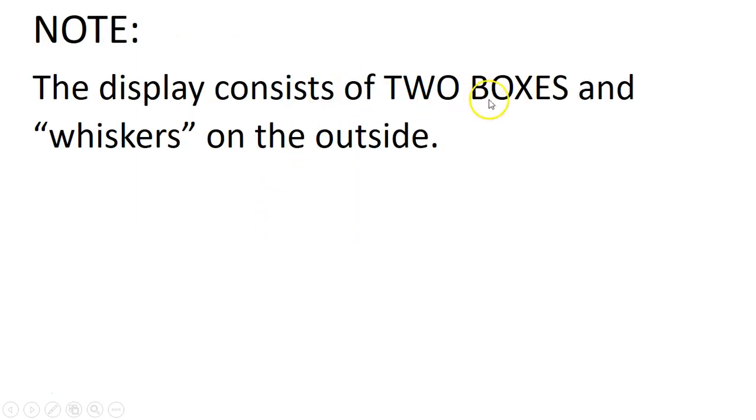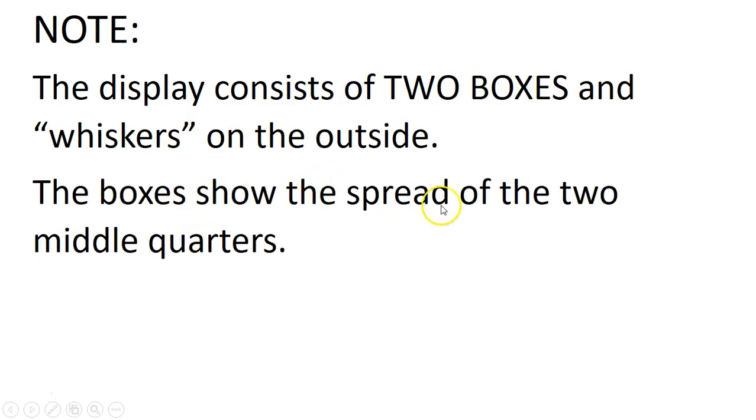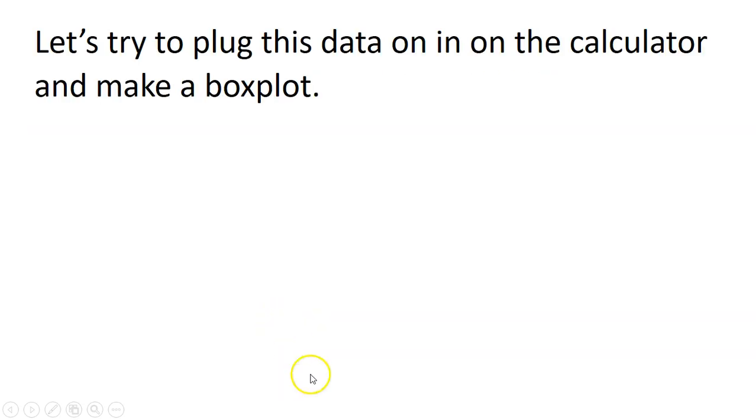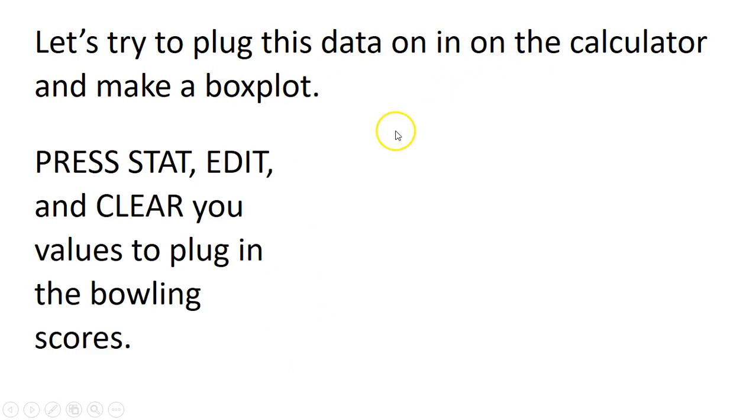The display consists of 2 boxes and whiskers on the outsides. The box shows the spread of the 2 middle quartiles. The whiskers show the spread of the 2 outer quartiles, basically. So let's try to plug this data into the calculator and make it ourselves.